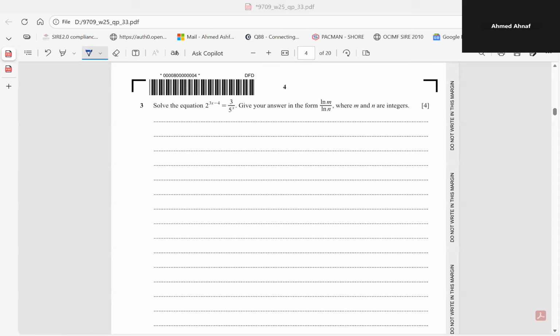Okay, so for this question, we are told to solve this exponential equation, and our answer should be given in this form, ln m over ln n, where m and n are integers. So to do this question, we're going to collect all the x terms on one side and the rest of the terms on the other side. So let's start. Copy down the equation first.